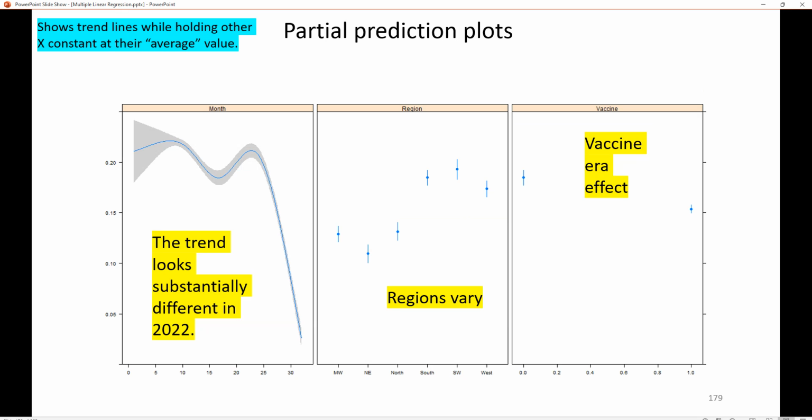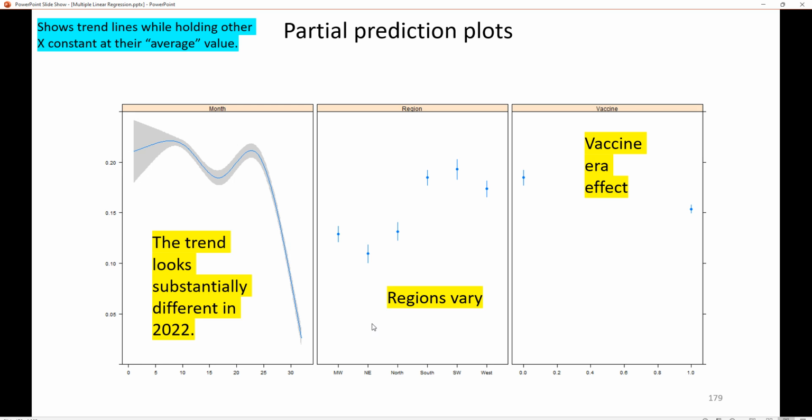And now we'll examine the partial prediction plots. These show trend lines while holding other predictors constant at their average value. And we'll start on the left side, where we're going to look at the month trend, and we see the trend looks substantially different in 2022. So our ICU bed utilization rates seem to be higher in 2020 and 2021, and we're starting to see some decreases in 2022.